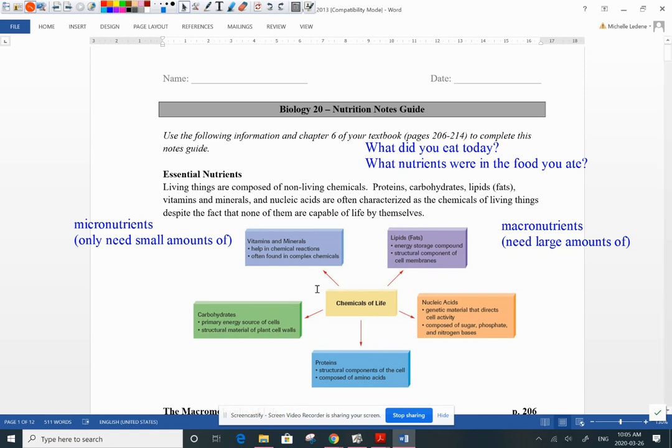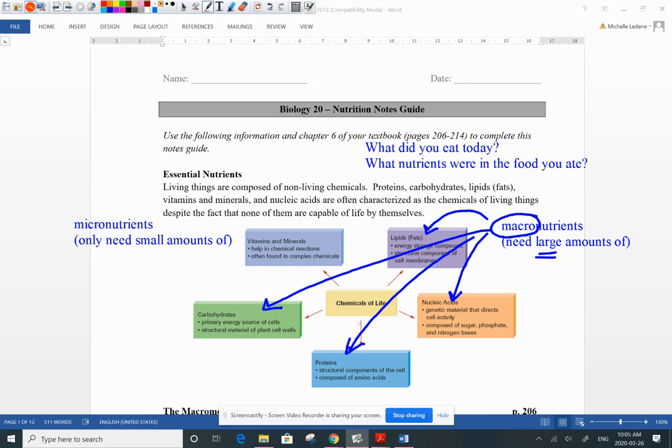So here's an example. I had some almonds and some tea and a little bit of yogurt and some fruit. So what kind of macronutrients would have been found in there? Macronutrients are the food molecules that I need large amounts of. So what kind of fats were there? What kind of nucleic acids were there? What kind of carbs? And how much protein is present in there?